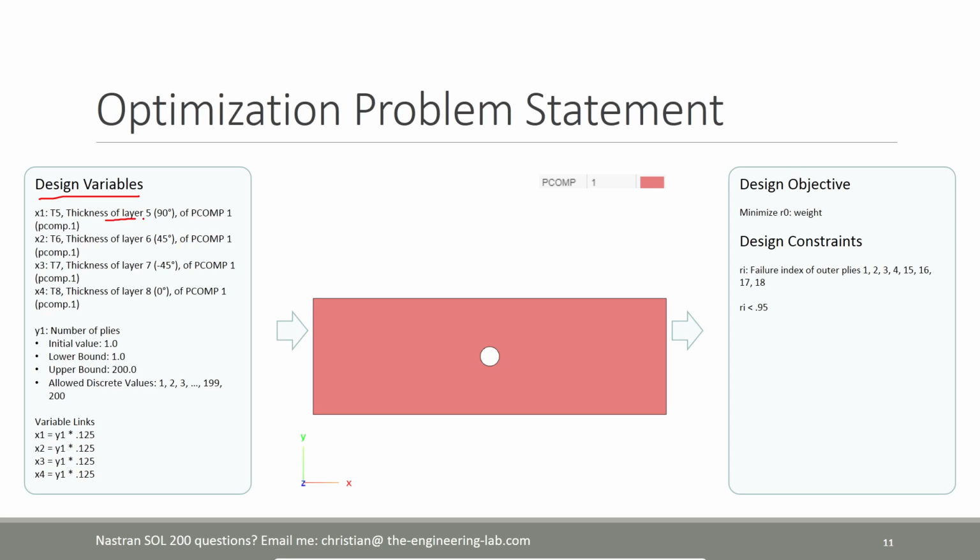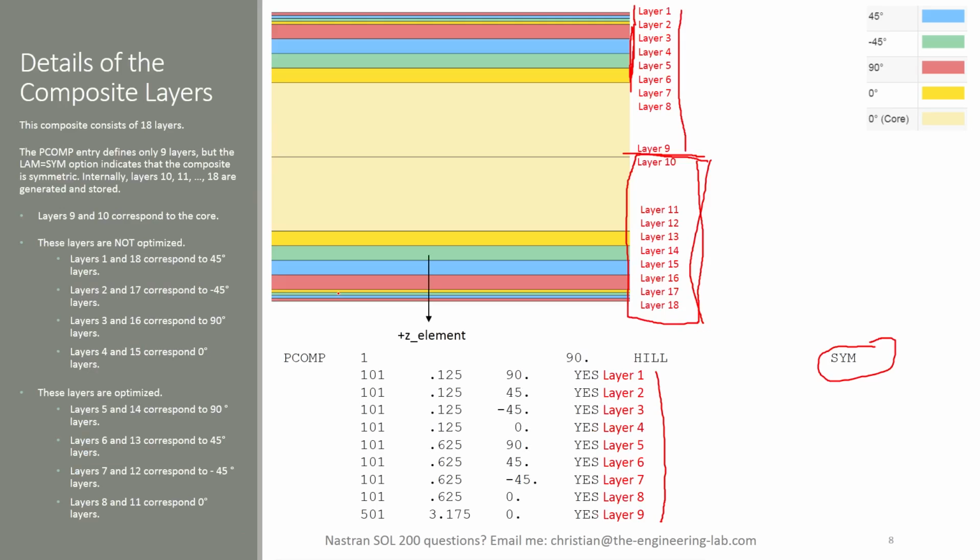We're going to set the thickness of these interior layers as design variables. So if we go back a few slides, this red layer, we're going to set the thickness of this layer as a variable. We're going to set the thickness of this layer as a variable, and we're going to repeat the process for the 90, positive 45, negative 45, and 0 degree layers. Again, this is only happening for layers 5, 6, 7, and 8. Layers 1, 2, 3, and 4 will be left untouched during the optimization. We are only going to vary the thickness of layers 5, 6, 7, and 8.